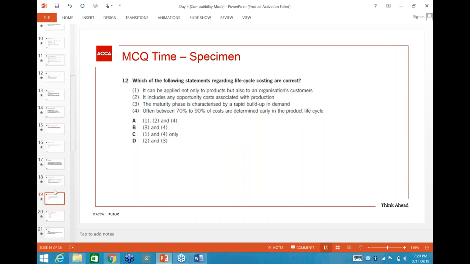The maturity phase is characterized by a rapid build up in demand. Wrong. That is the growth phase. Often 70 to 90% of the costs are determined early in the life cycle. That's right. So we're talking about answer C. Okay. I believe that's what you would have entered. Okay. Right.